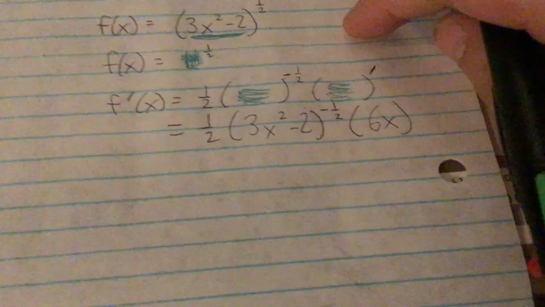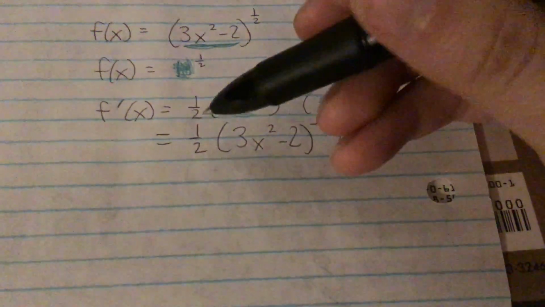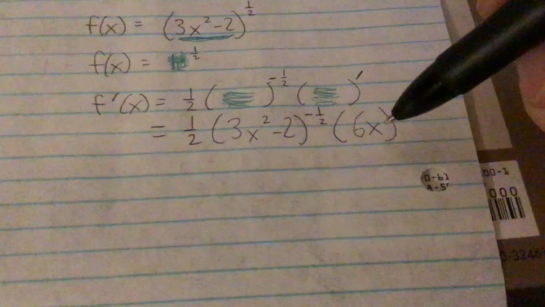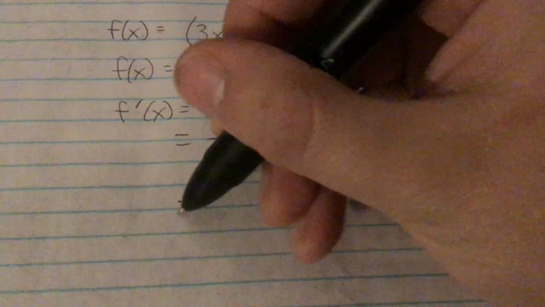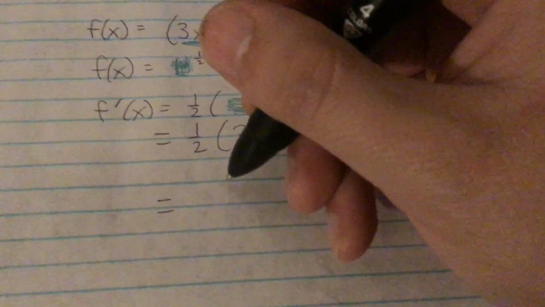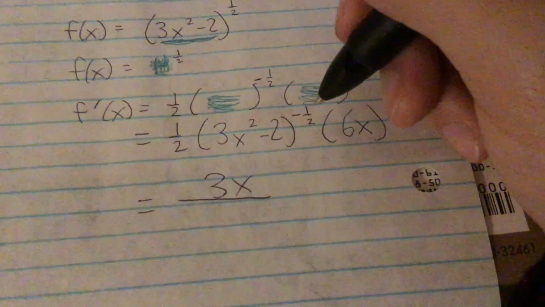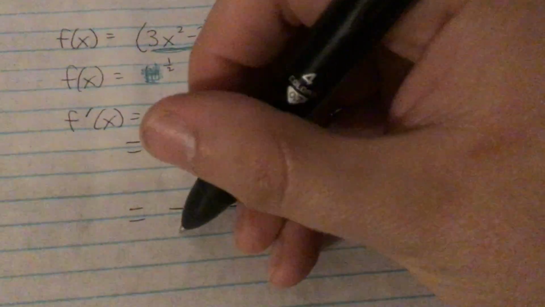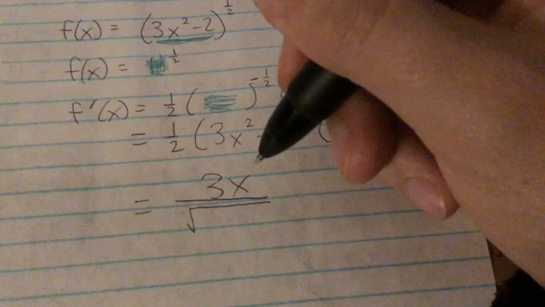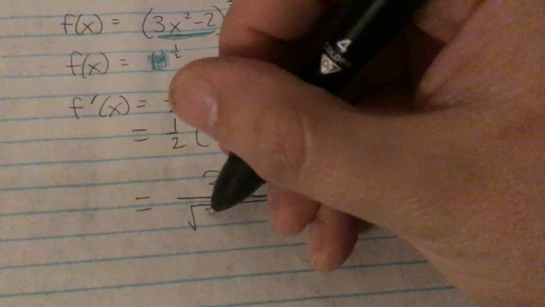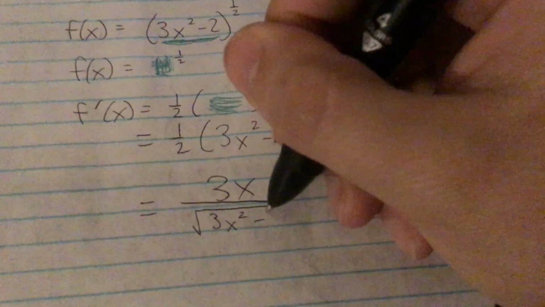So maybe it helps to clean this up a little bit. I'm going to pair up the 1/2 of 6x, and I'm going to clean this up by saying, okay, half of 6x is going to be 3x. And using my algebra skills, if I've got anything to the negative 1/2 power, that means that the denominator is the square root of 3x squared minus 2. So that's f prime of x.